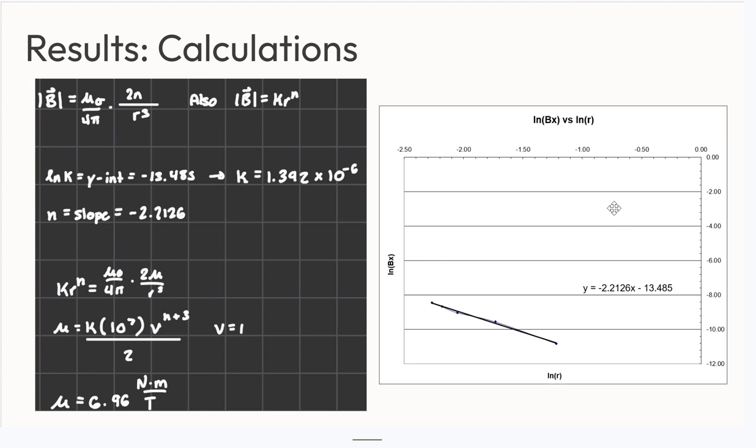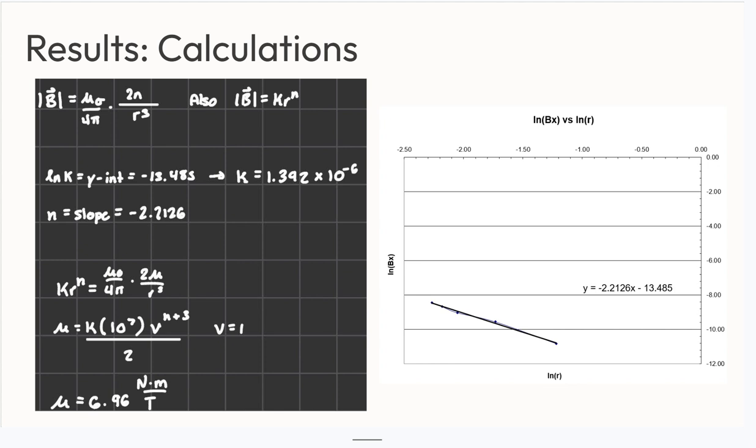Then our calculation, so how to get our dipole moment. We know that B parallel is equal to 2 times the dipole moment times r cubed, because that's our parallel dipole B, and it's also equal to k times r to the n. So you can set those two things equal, and we know what our k is. From our graph, we know what our slope is, and so from there you can calculate what our dipole moment is, and I got 6.96 Newton meters per Tesla.